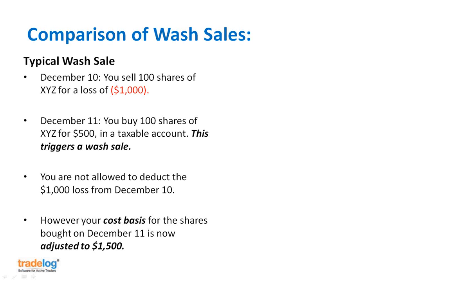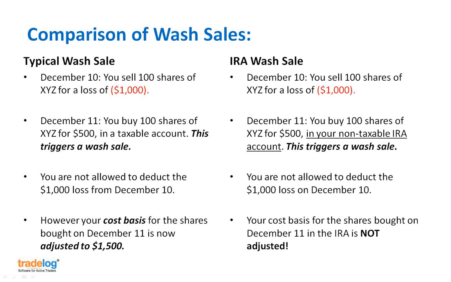So this is a normal wash sale in a taxable account. These adjustments happen all the time. But what's different is if we change one of the variables here. Let's say that on December 10th you sold 100 shares in your taxable account for a loss of $1,000. On December 11th you buy 100 shares, but in this scenario you buy the 100 shares in your non-taxable, your IRA account. The IRS says that this triggers a wash sale because within 30 days of the loss on December 10th, you acquired new shares or contracts on that security.